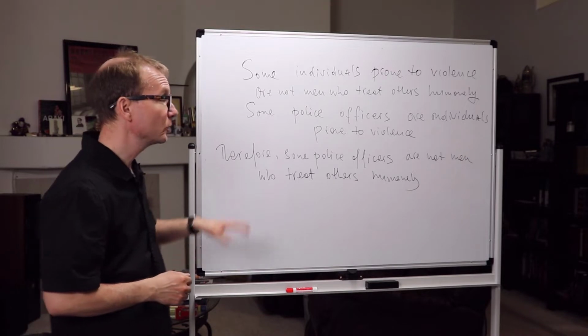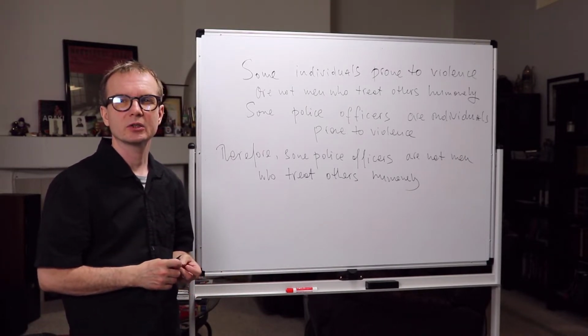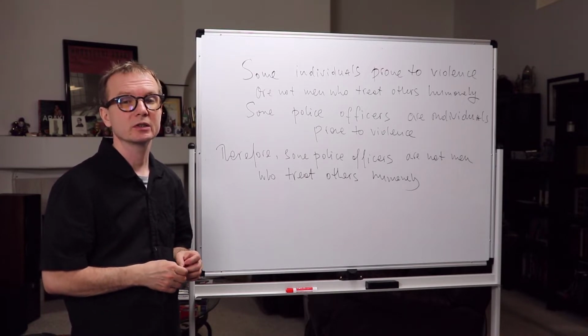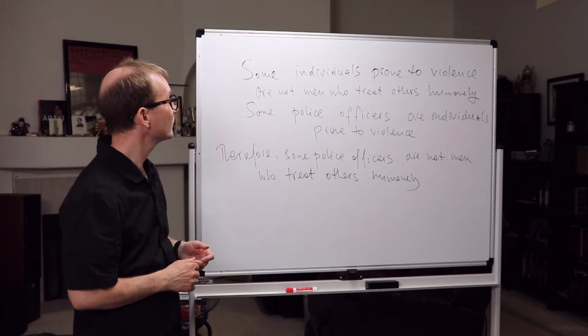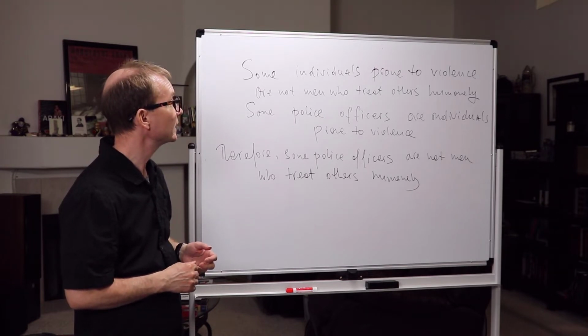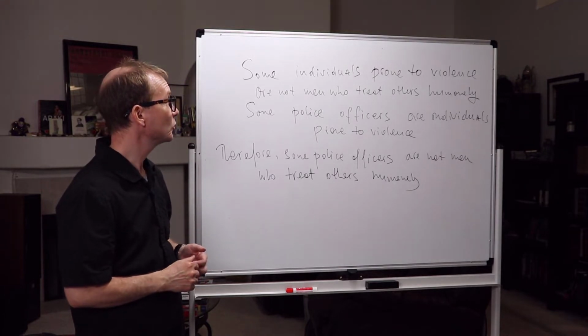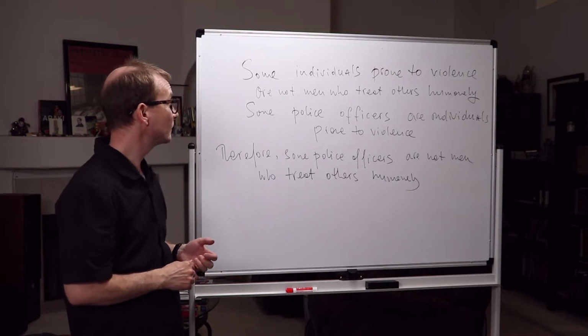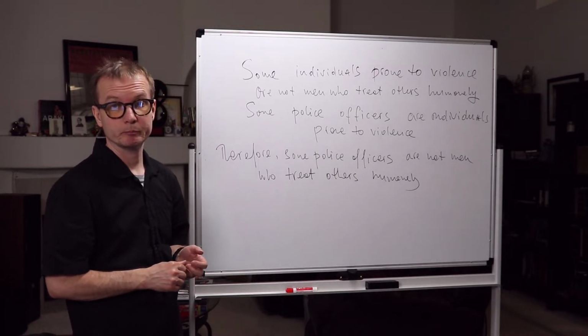First of all, let's look at this example. This is actually on some of the exercises after the chapter. This is exercise number 8. Some individuals prone to violence are not men who treat others humanely. Some police officers are individuals prone to violence. Therefore, some police officers are not men who treat others humanely.